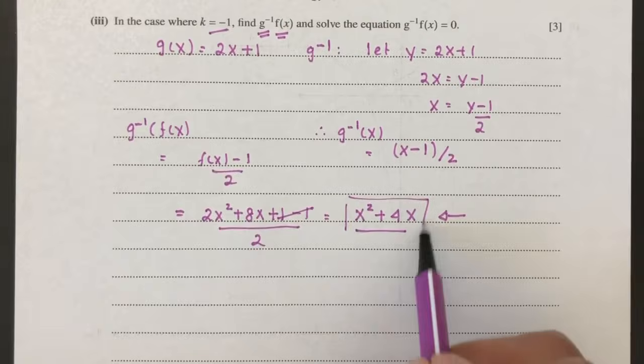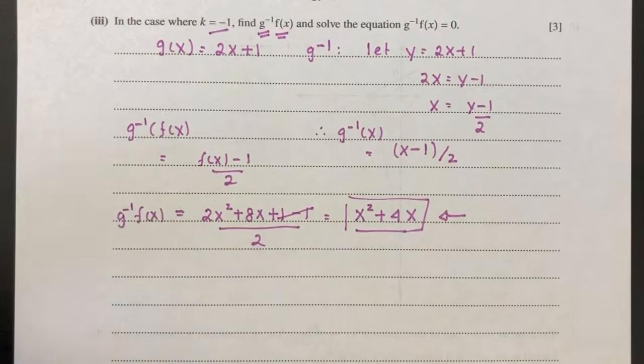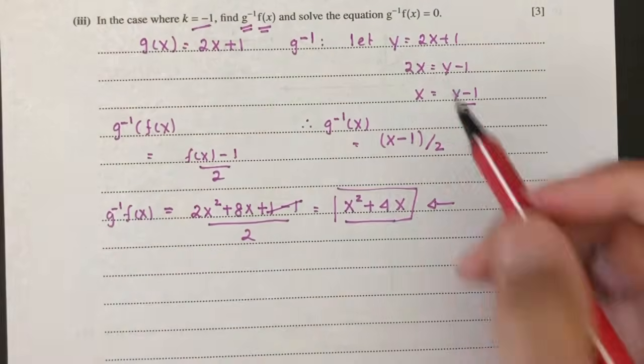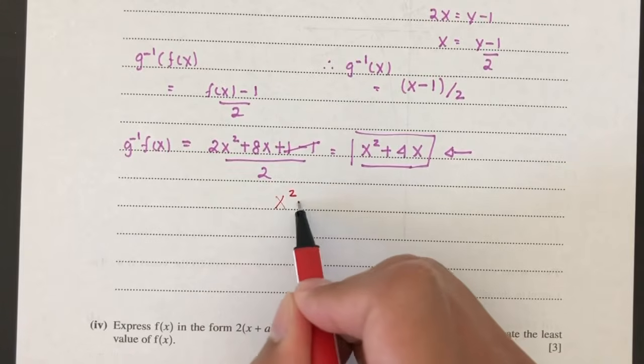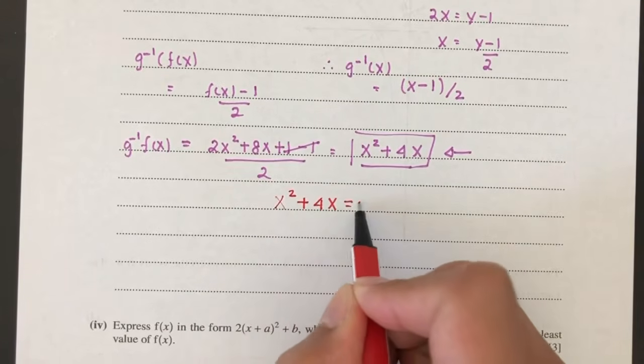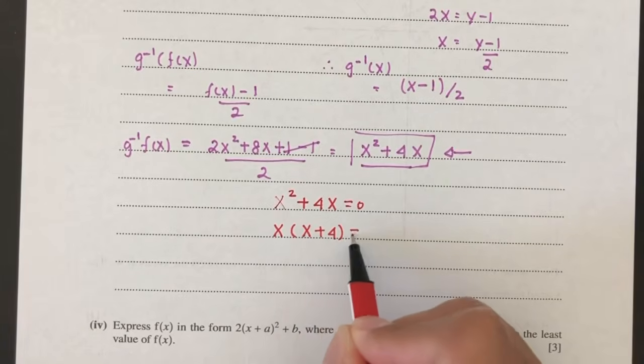Now we have to solve. This is g inverse of f of x. Now the next one is we have to solve this equation equal to 0. So x squared plus 4x equal to 0. We factorize x outside, you will have x times x plus 4 equal to 0.